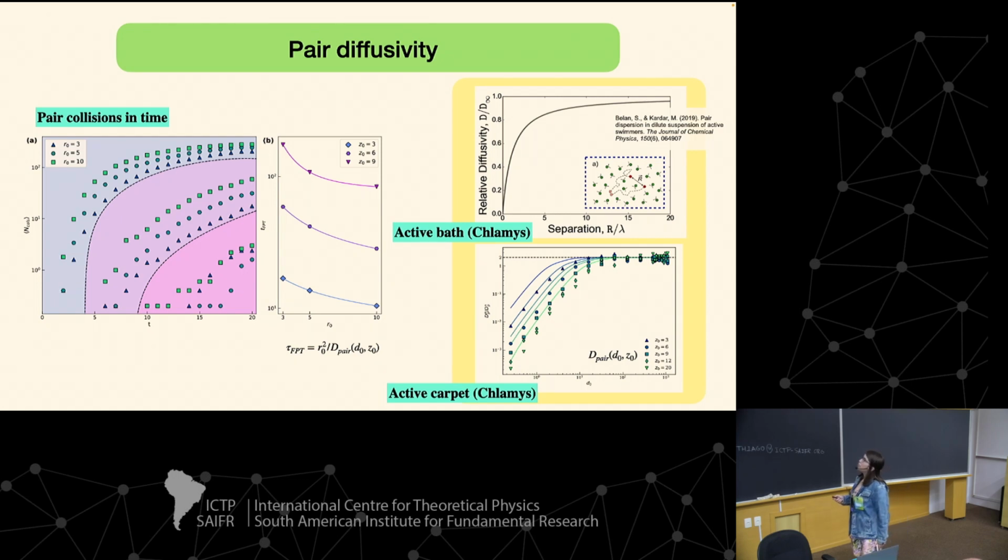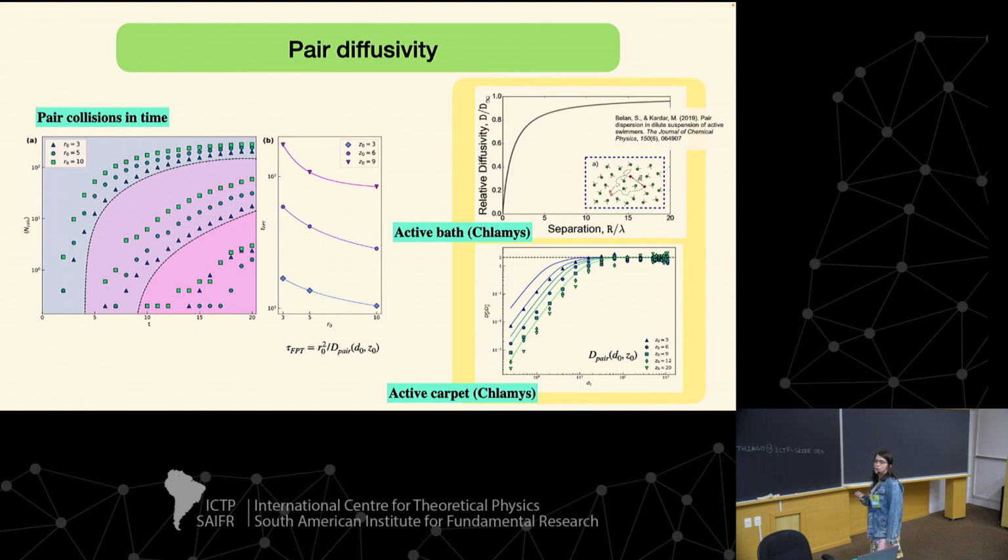And also, if we count the encounters between the particles, so now if we put the two particles and measure the time that it takes for these two particles to collide, we found that you can have more collisions when you are close to the active carpet, and also when you have larger particles. So for us, R0 is the size of the tracer particle, and D0 and zeta 0 is the height. So this is the message.